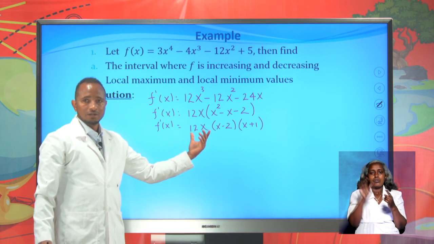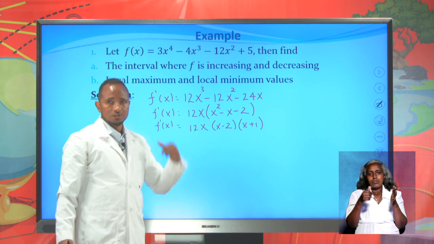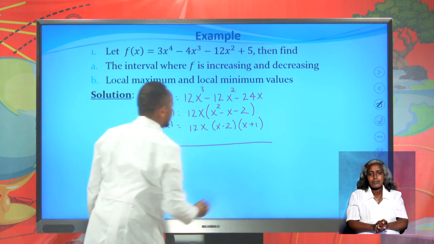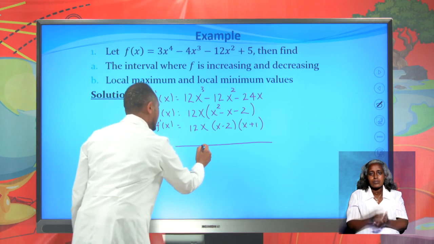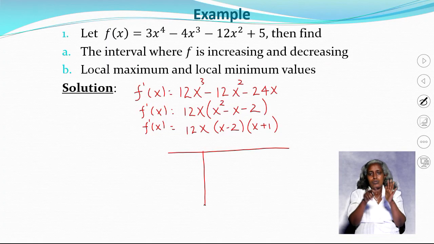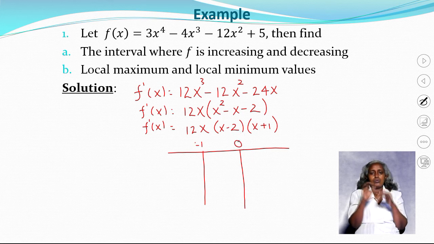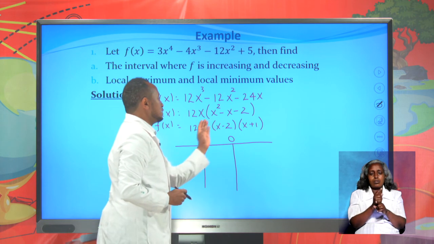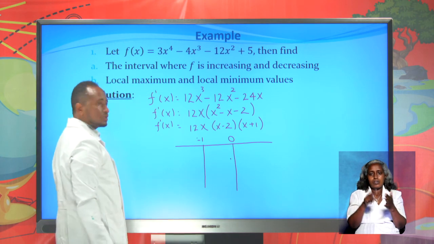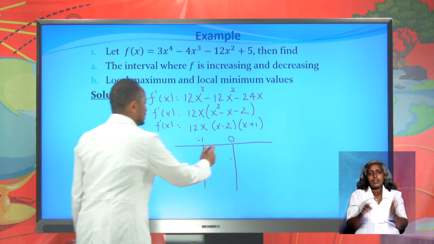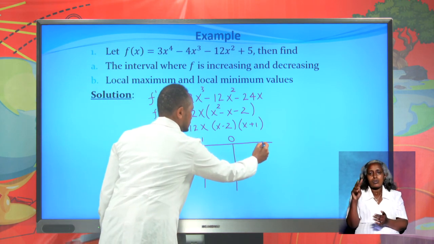So, to find that, I have to use a sign chart. So, let's see the sign chart. We will have x equal to negative 1 at this point, and x is equal to 0. We need to find the critical numbers, or the values of x that make this function 0. And we need to put them in order: negative 1, 0, and 2.